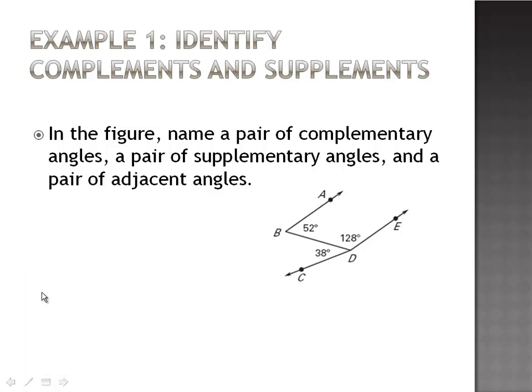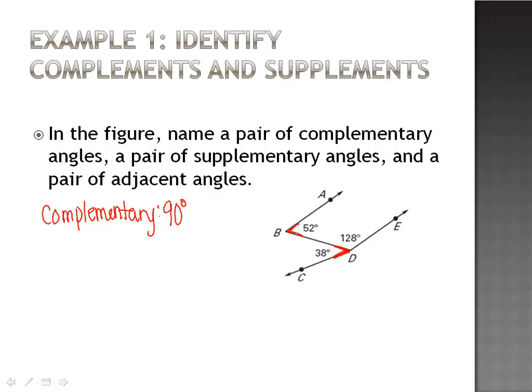First of all, in the figure, name a pair of complementary angles. So let's think complementary. And remember we said it is right to give complements, and right is 90 degrees. So we want two angles that add up to 90 degrees. So I've got this angle right here, 52 degrees, and this angle right here is 38 degrees. So that adds up to 90 degrees. So now we just got to name those angles.